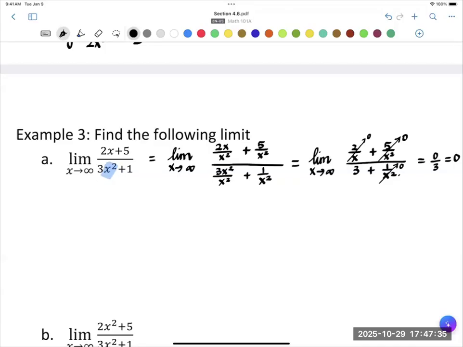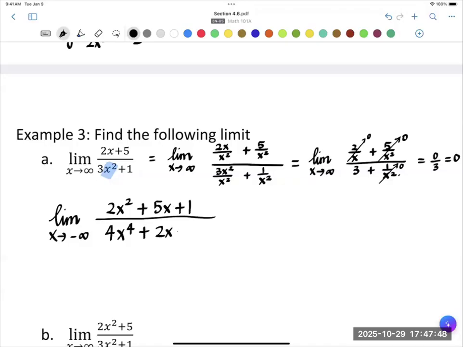For example, if I have the limit as x approaches negative infinity of 2x squared plus 5x plus 1 over 4x to the fourth plus 2x minus 3, something like that. We can see the numerator has a degree less than the denominator, so this is actually 0. And the horizontal asymptote is y equals 0. So the end behavior when x approaches negative infinity will be 0, and when x approaches positive infinity it is also 0.